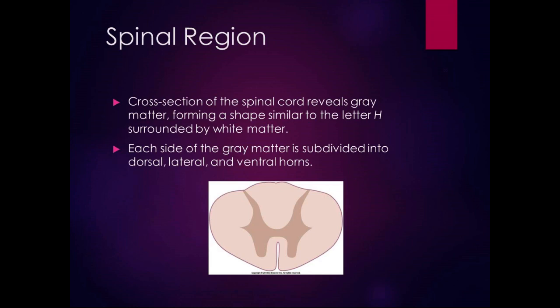So the spinal region, this is a cross-section of the spinal cord. It shows the gray matter forming that H, capital H shape in the middle, surrounded by white matter. So each side of the gray matter is subdivided into dorsal, lateral, and ventral horns. Dorsal and ventral correspond to posterior and anterior, so the dorsal horns are posterior, the ventral horns are anterior, and the lateral horns, of course, are lateral. So it's those cell bodies in the gray matter surrounded by the bundles of axons in the white matter.